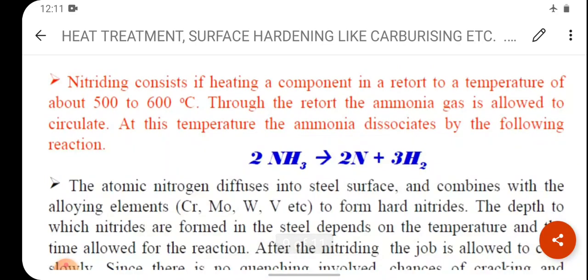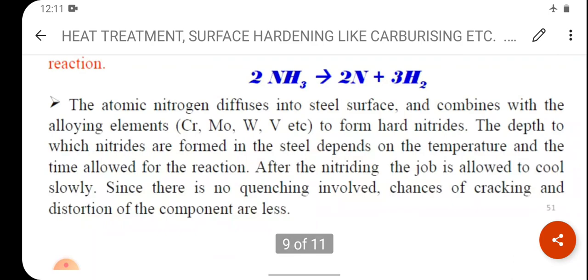Nitriding consists of heating a component in a retort to a temperature of about 500 degrees Celsius to 600 degrees Celsius. कहाँ तक हीट करेंगे आप, 500 to 600. Through the retort, the ammonia gas is allowed to circulate. At this temperature, the ammonia dissociates by the following reaction. Ammonia क्या होता है, ब्रेक हो जाएगा, dissociates. That is 2NH3 becomes 2N plus 3H2.